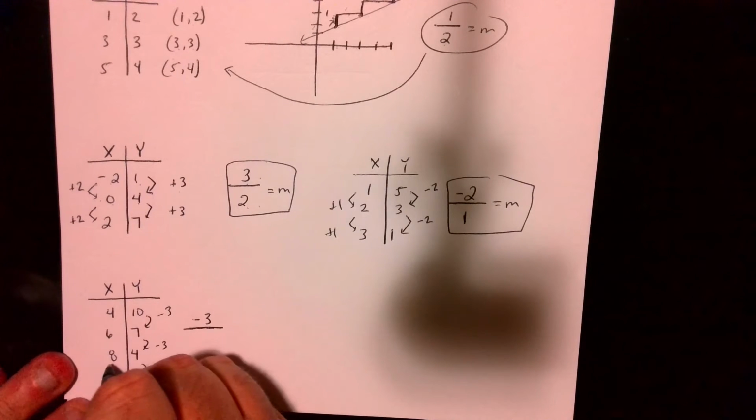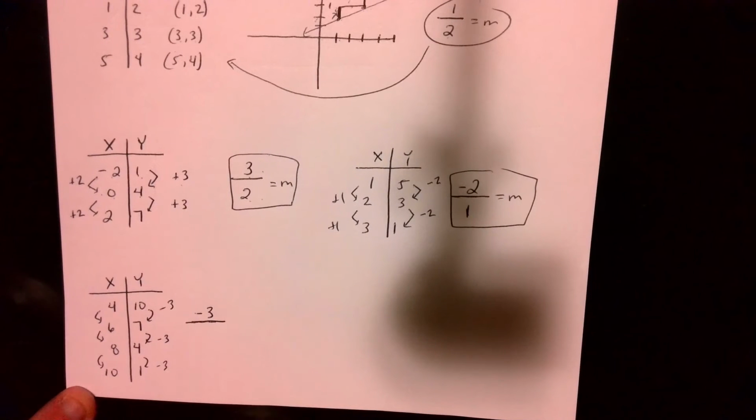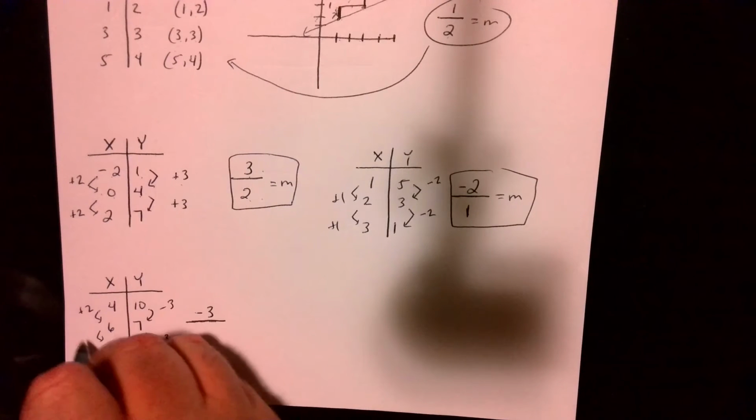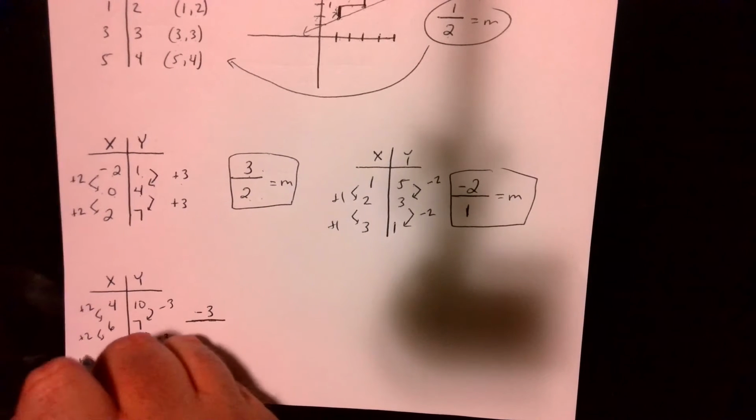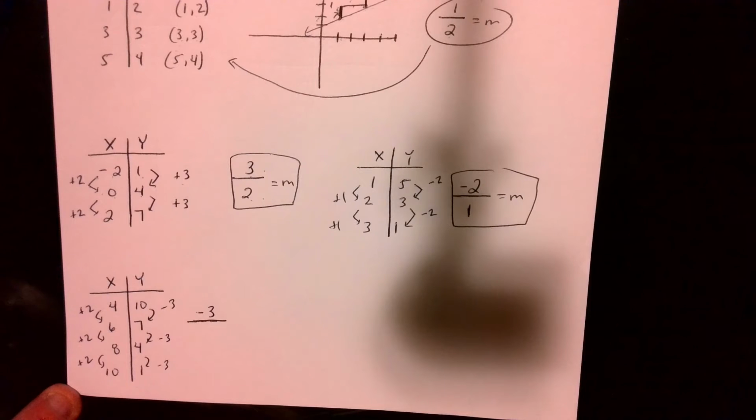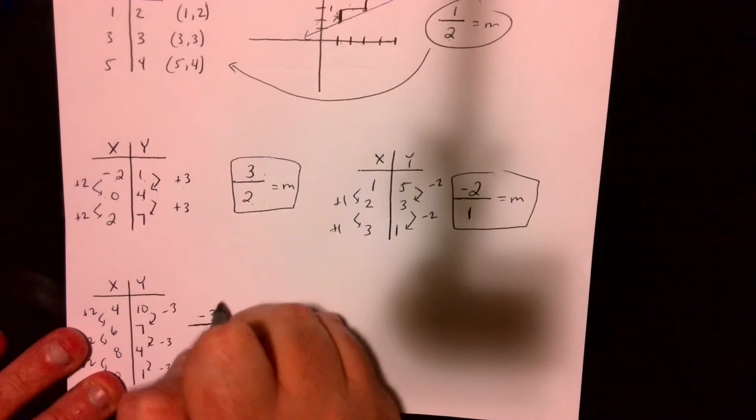What's happening on the x side? We're going from 4 to 6, 6 to 8, 8 to 10. So over here, we're getting bigger each time. From 4 to 6, we added 2. From 6 to 8, we added 2. From 8 to 10, we added 2. So our change in x is a positive 2. So our slope is -3 over 2.